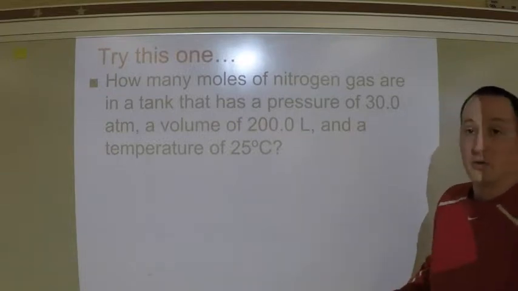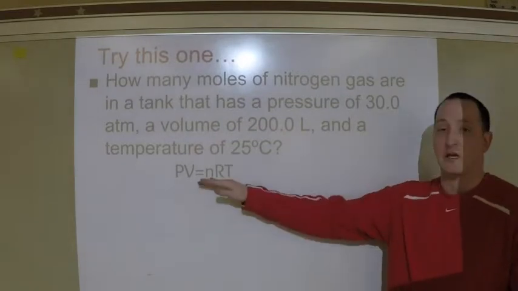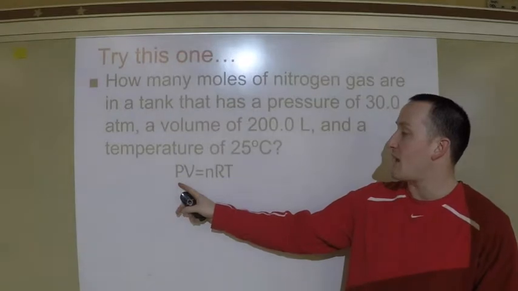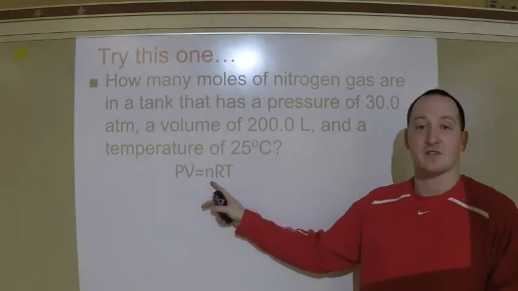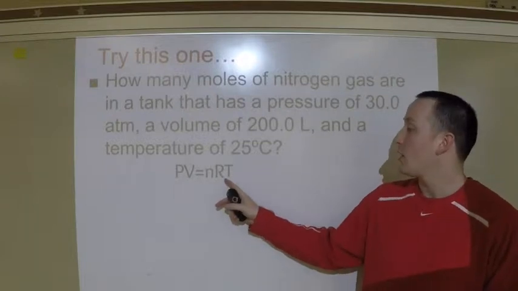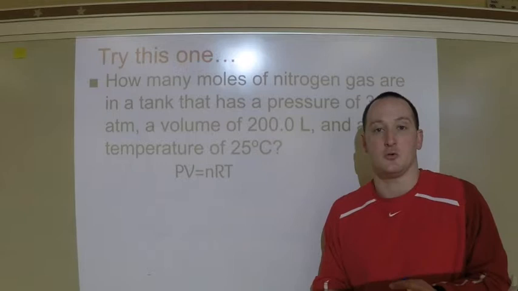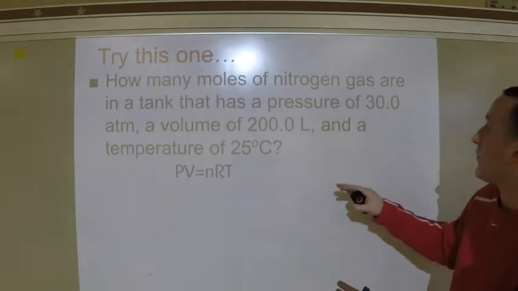So what I'm going to do is use PV equals nRT. All right, that's my equation. I've got to use that one. Now I have to make sure that my pressure is in atmospheres, my volume is in liters, my moles of gas has to be in moles, and my temperature has to be in Kelvin. Otherwise, I can't use that 0.0821 for R. So I'm going to verify all of that.